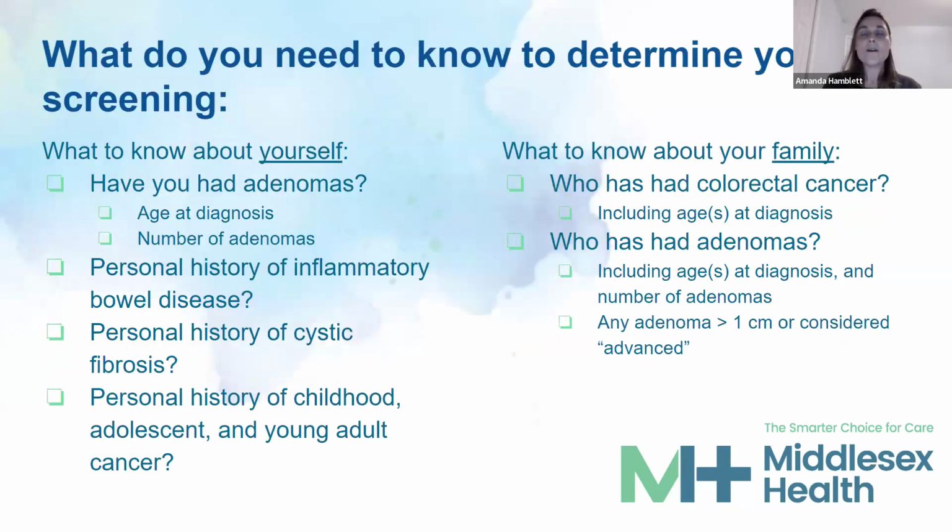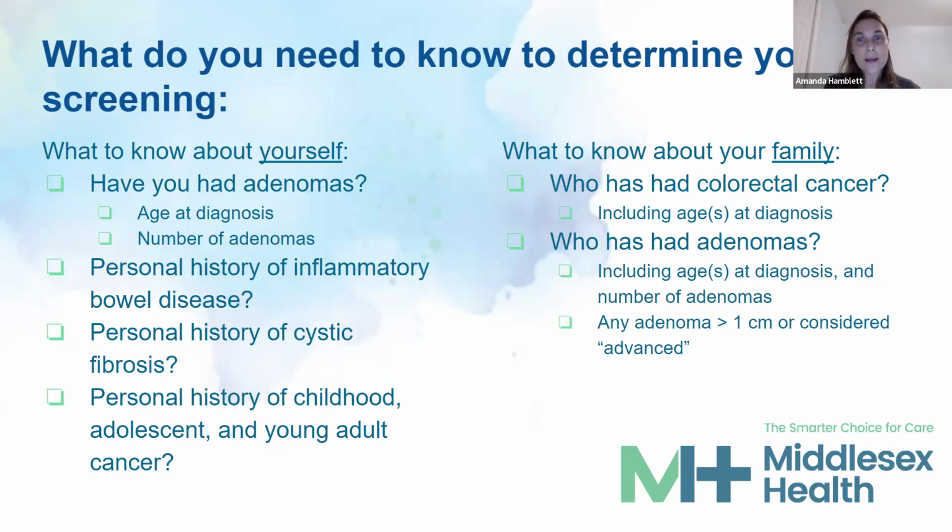So what do you need to know to find the right screening for you? What do you need to know about yourself? You need to know, have you ever had any adenomas? If so, how big were they? And what is the total number of adenomas you've had over your whole life? Do you have a personal history of inflammatory bowel disease, cystic fibrosis, or treatment for a cancer when you were younger, in childhood or as an adolescent or a young adult?